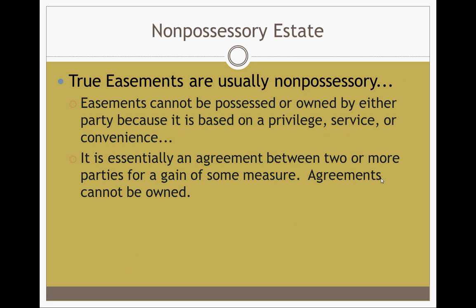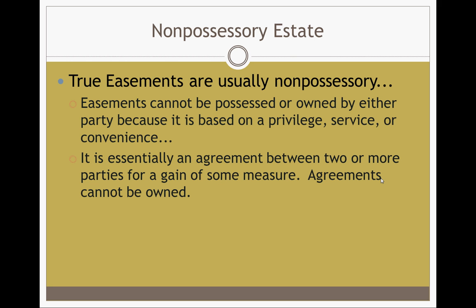Now, non-possessory means somebody cannot own it. A true easement cannot be owned. It cannot be possessed or owned, because remember, it's intangible. It can be passed on, but it can't be owned. It's also based on being a privilege, a service, or a convenience between the parties, and so not one party can own the easement, nor can one party dictate easement principles unless stated in the agreement.